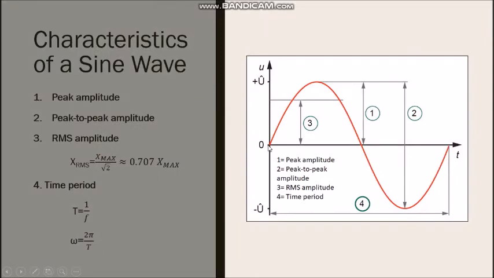Taking 0 as the reference point, the peak amplitude is the difference between the maximum point on the wave and the reference point. Peak to peak amplitude is the difference between the maximum point and the minimum point. RMS amplitude can be calculated by dividing the maximum point by √2, and the time period of a wave is the time it takes for it to complete one complete cycle.